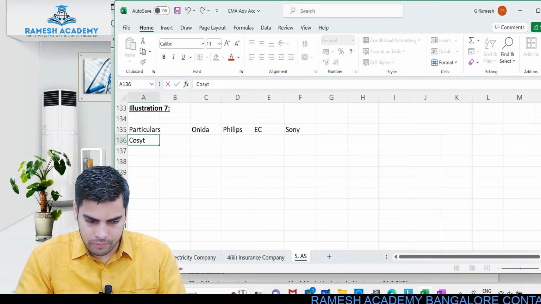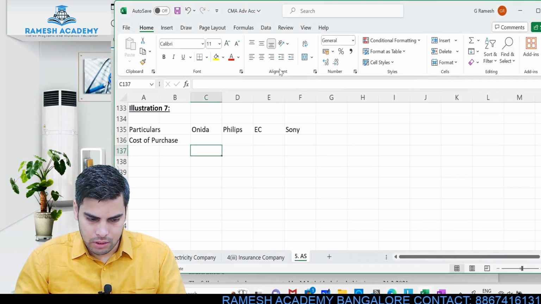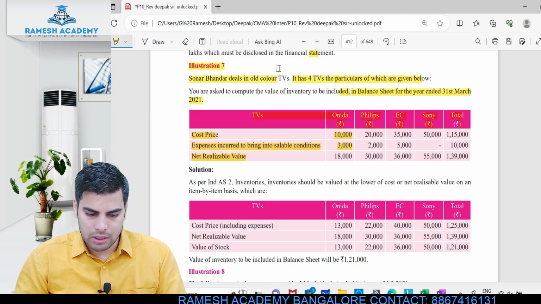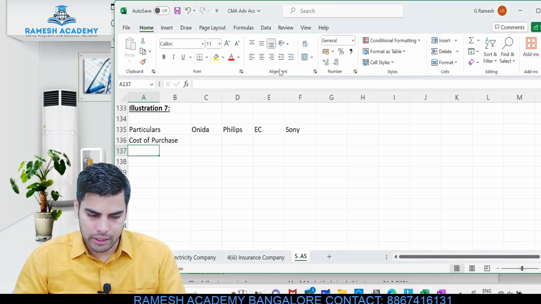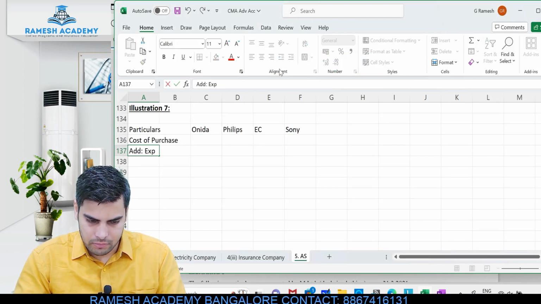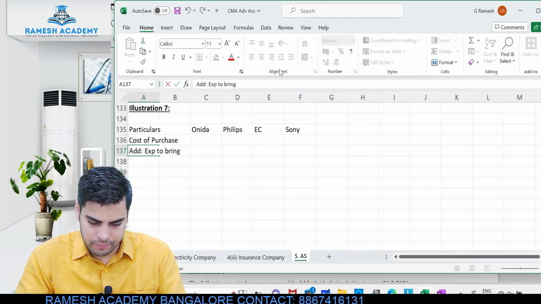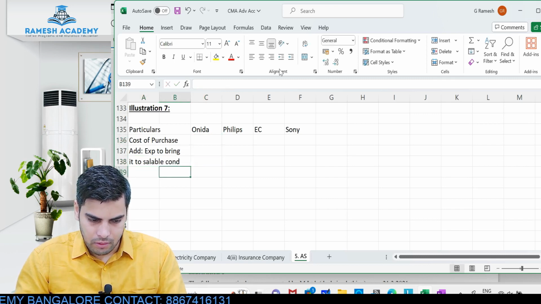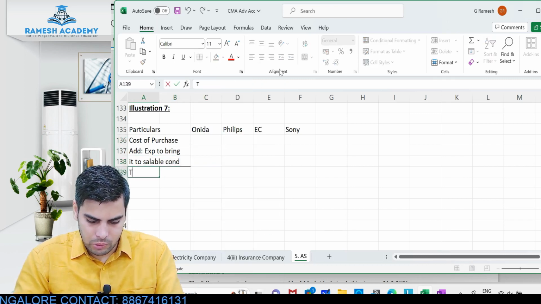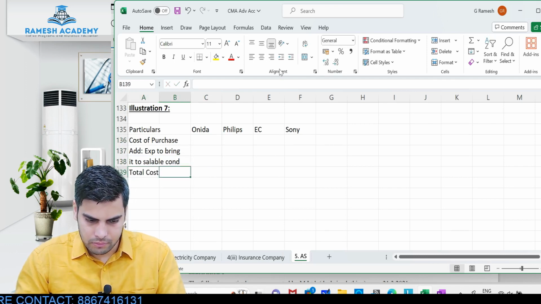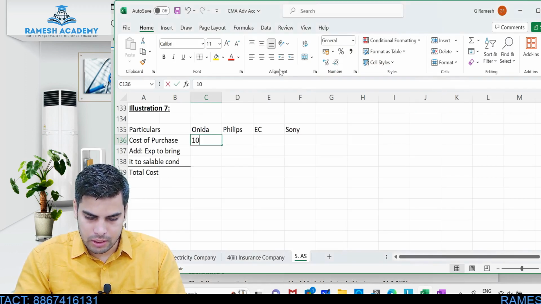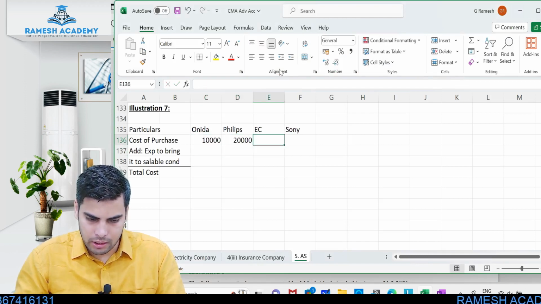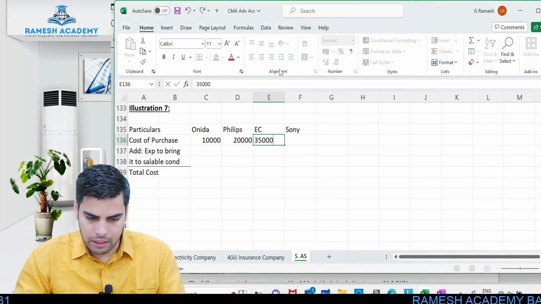Okay, so cost of purchase is been given, and then expenses incurred to bring the product to the saleable condition. So add expenses to bring it to saleable condition. This will give us the total cost. So what is cost of purchase? Here it is 10,000, here it is 20,000, here it is 35,000, and finally we have got 50,000.